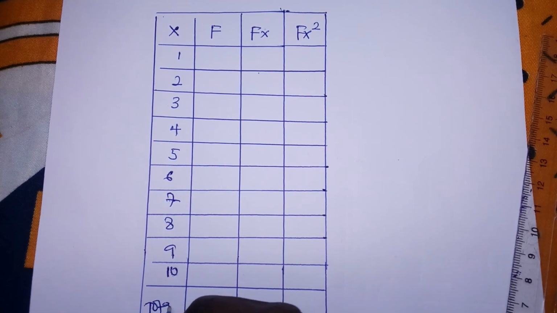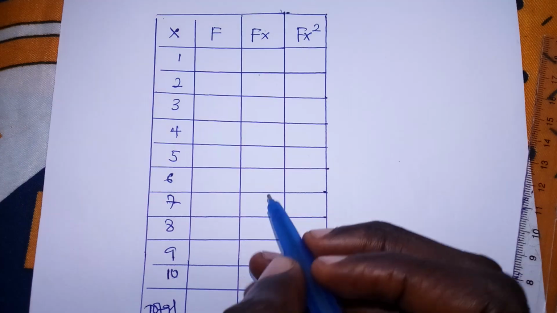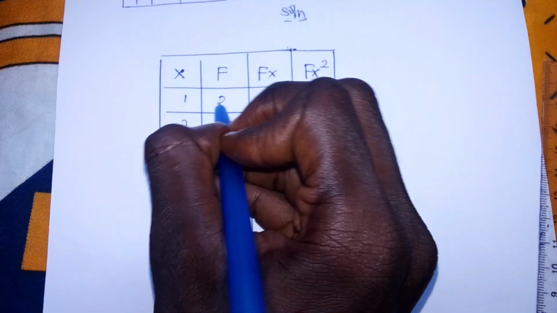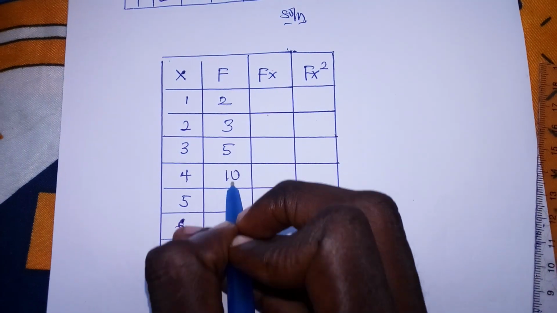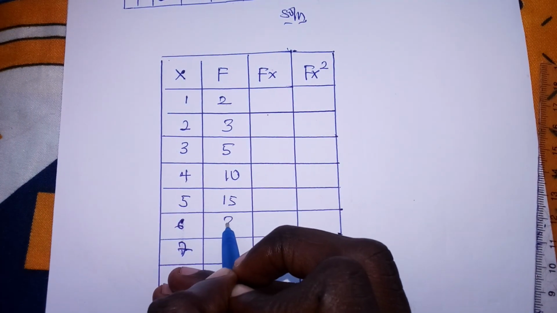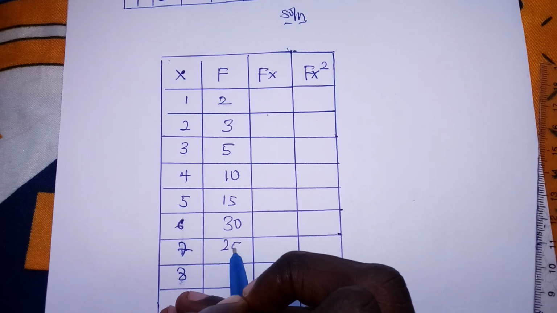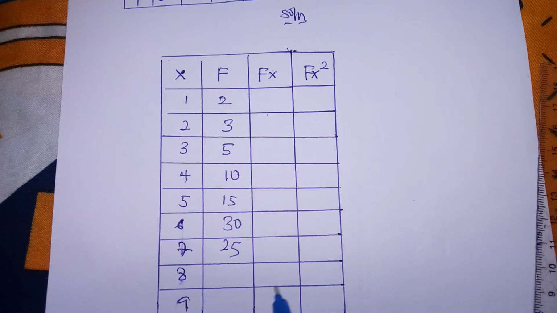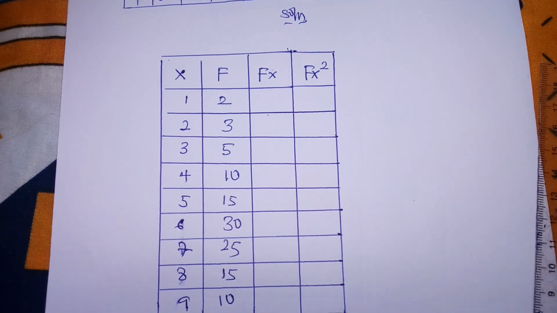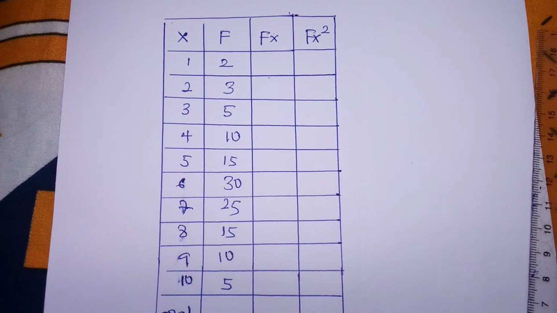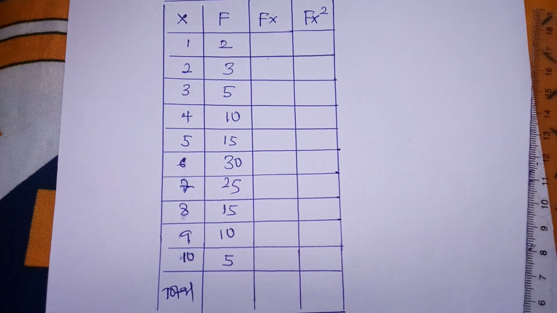Then for the frequency, we have 2, 3, 5, 10, 15, 30, 25, 15, 10, and 5. Okay, then from this point, what are we to do next here?